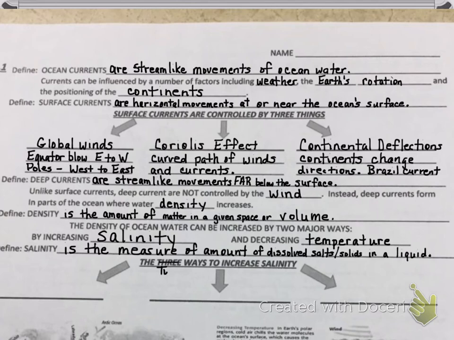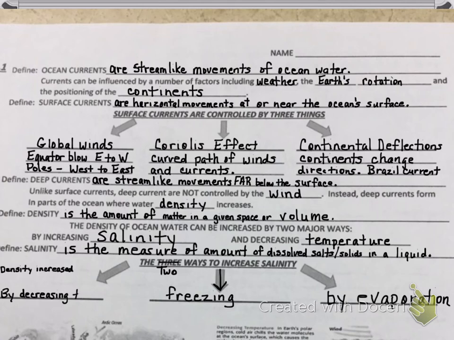Now on your paper you'll see three ways to increase salinity, and that should really just be two ways. So two ways to increase salinity is by freezing and by evaporation. Now farther down on your paper you'll see diagrams that show this. Now over in the first line, this is where you need to put density is increased by decreasing temperature and also by increasing salinity. So density and salinity all really go in together.